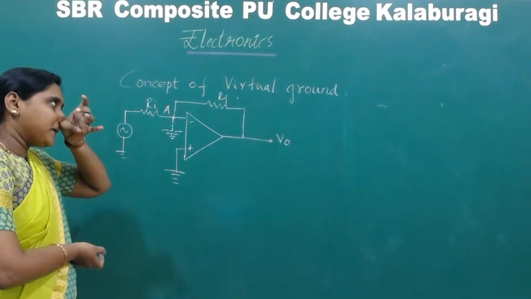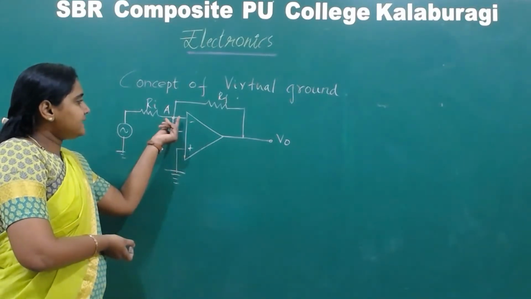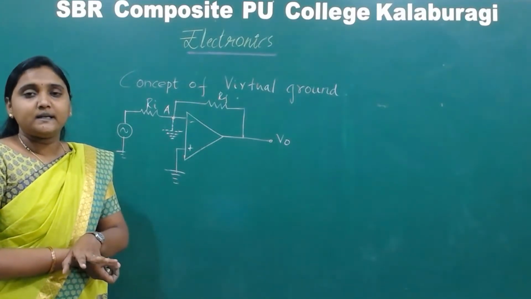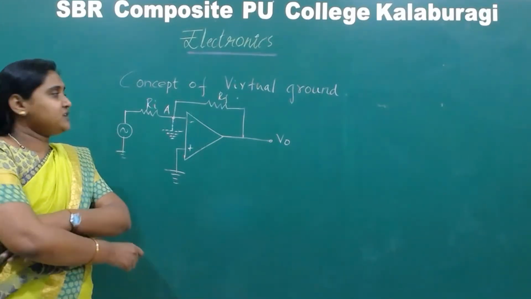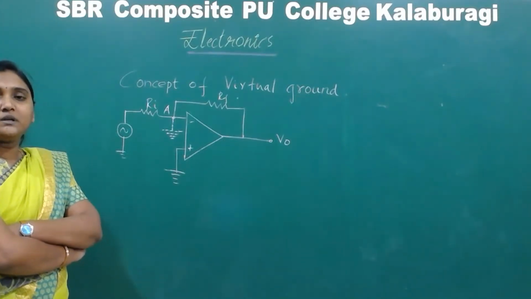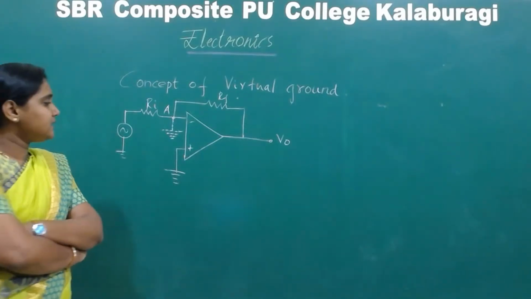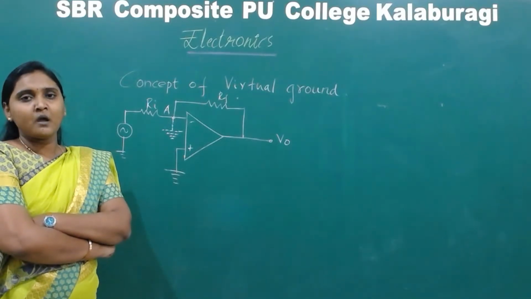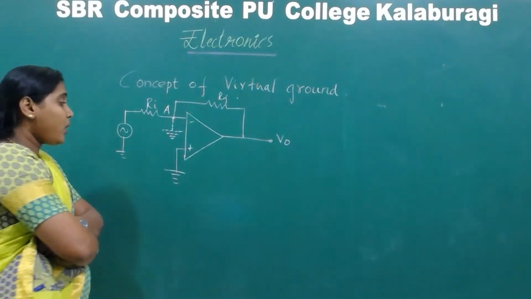So, what is the concept of virtual ground? It is the situation in an op-amp where the inverting terminal is at a potential of 0, but it is physically not connected to the ground. It is a situation where the inverting input terminal of the op-amp is said to be at potential 0, although it is not actually connected to the ground. Okay. So this concept is called the virtual ground concept. Now, how does this happen?